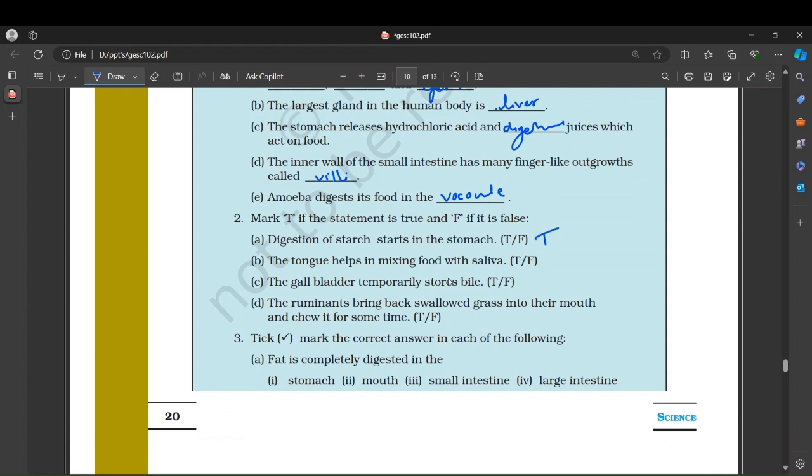Correct. The tongue helps in mixing food with the saliva. Correct. The gallbladder temporarily stores bile. No, not temporarily. The ruminants bring back swallowed grass into their mouth and chew it for some time. Sometimes, not sometimes, all the time. It is false also, it is true also. So we'll write true right now.